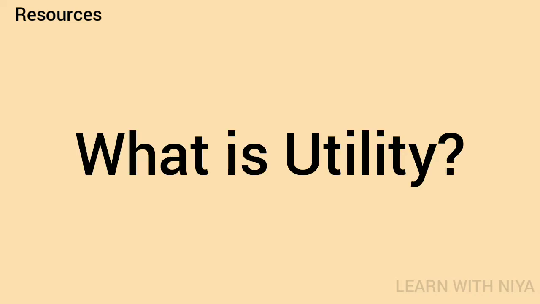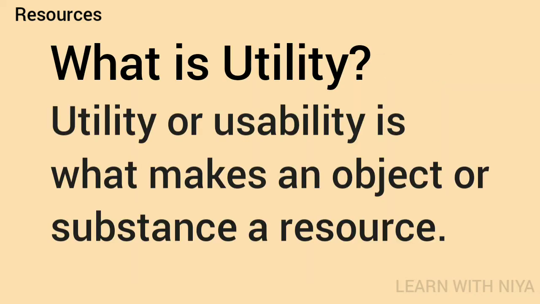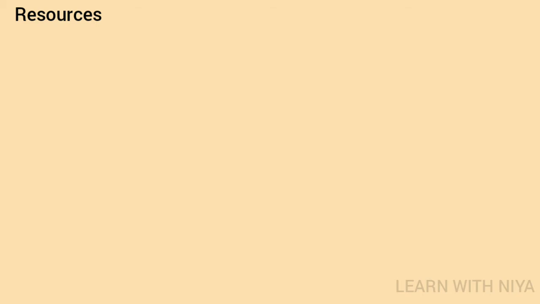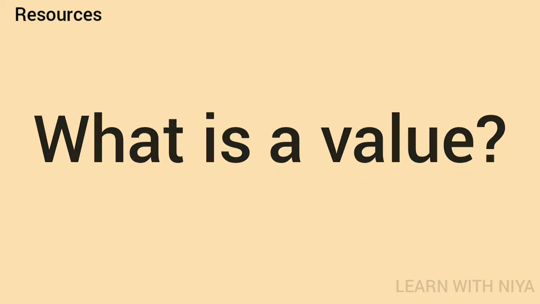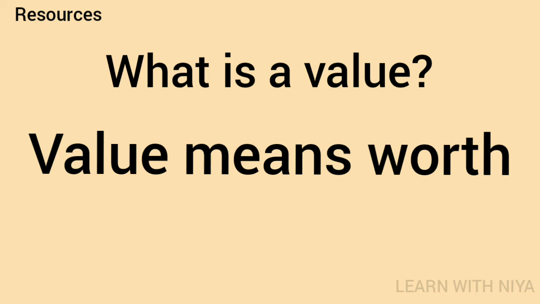What is utility? Utility or usability is what makes an object or substance a resource. How does something become a resource? Things become resources only when they have a value. Its use or utility gives it a value. All resources have some value. What is a value? Value means worth.